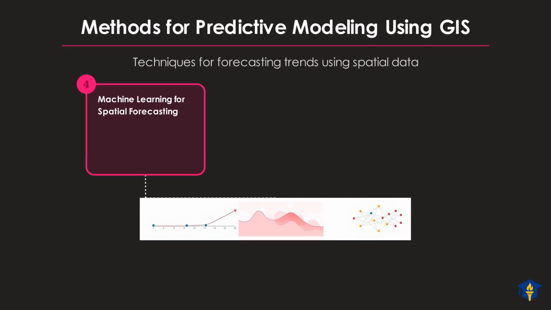Finally, machine learning for spatial forecasting uses advanced algorithms to find patterns. It uses AI algorithms to find complex patterns within large spatial datasets for better predictions. GIS integrates powerful neural networks and other machine learning techniques to enhance forecasting accuracy.